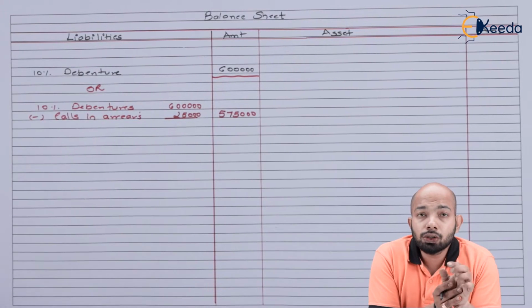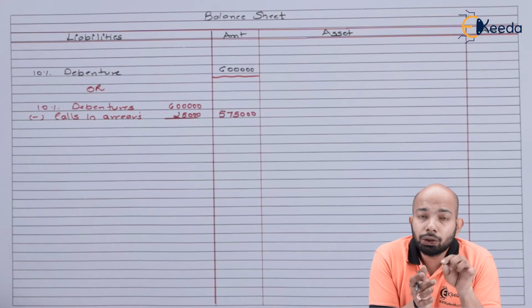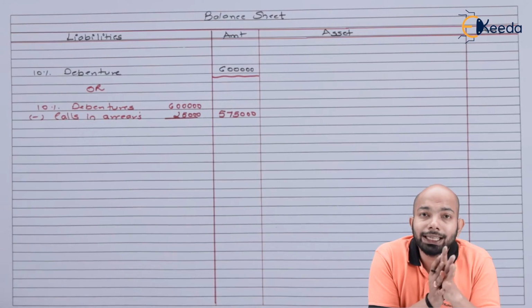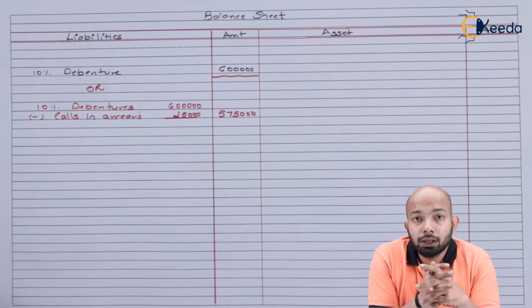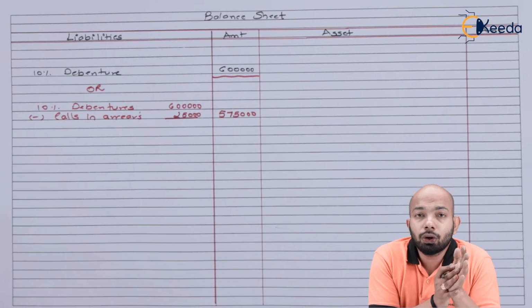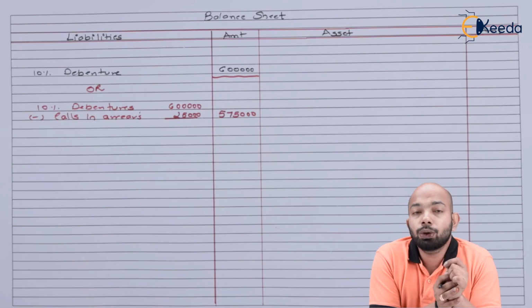Either you can mention the calls in arrears on the asset side, or you can directly subtract those calls in arrears from the total debenture balance, and that will be the exact debenture value that we have here. I would recommend you go for the second one because calls in arrears cannot be mentioned on the asset side. Hence, this is what we'll be doing.